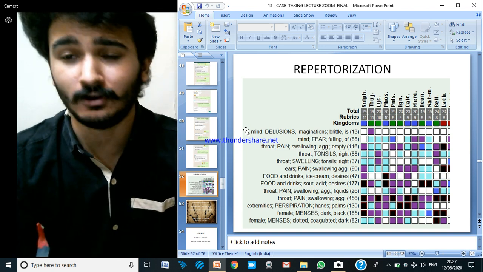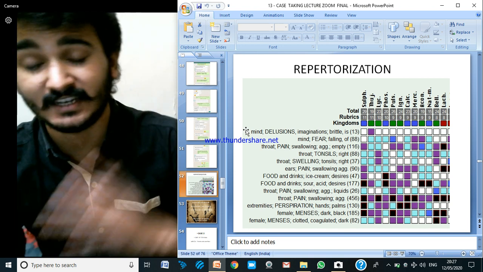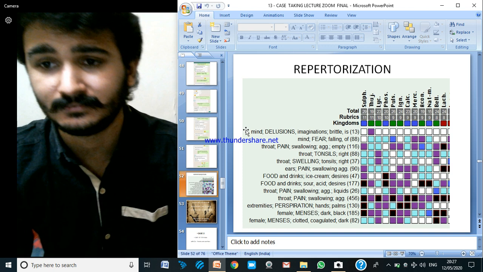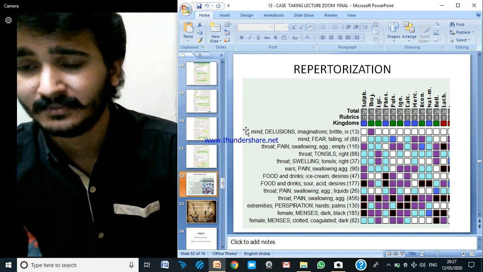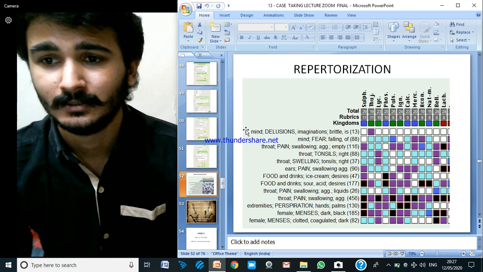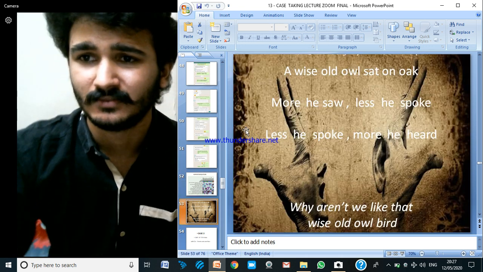Delusion brittle, fear of falling, the main thing. Throat pain, empty swallowing, tonsils, the right side is more affected. So swelling is there, ear pain is there when swallowing. She likes ice cream, sour things, throat pain on swallowing, perspiration of palms, menses dark, black, coagulated, yeah, clots.